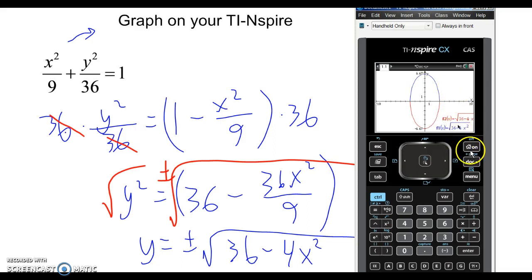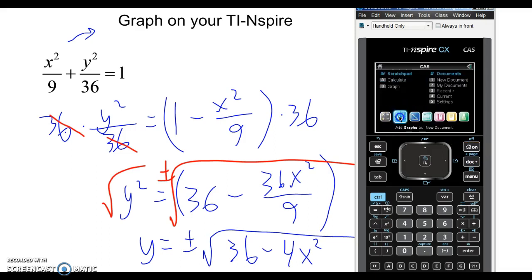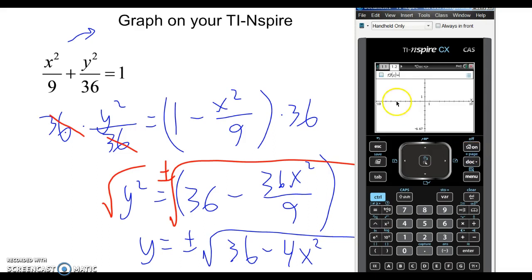There's another way to graph an ellipse. So if you hit add a new graph page, it's kind of a cool way. If you hit the delete key, so the delete key is right here, if you have the newest operating system, you'll have something called relation. And now I can just type it in like it looks right there.